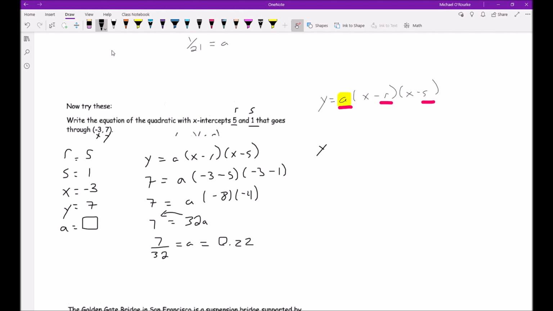So, then we're going to fill in the information we know. So we know our a value is 7 over 22, or 32, sorry. Bracket x, and we're going to fill in our r value, x minus 5 and x minus 1. And there's our formula for the equation, for that problem. How do we feel about that so far?